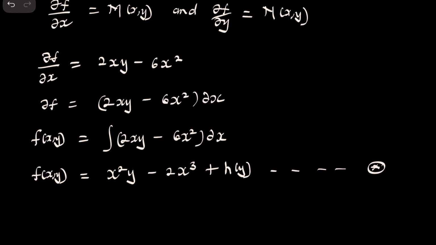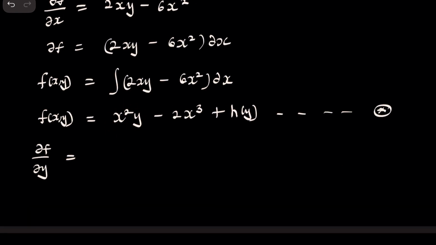Now let's differentiate equation star with respect to y. So since we integrated with respect to x, we now have to differentiate this with respect to y. And so differentiating f with respect to y, we are going to have partial of f with respect to y is equal to, for the first term, x squared, and for minus 2x cubed it will go to 0 since it's a function of x only, then plus h prime of y. So let's call this equation double star.